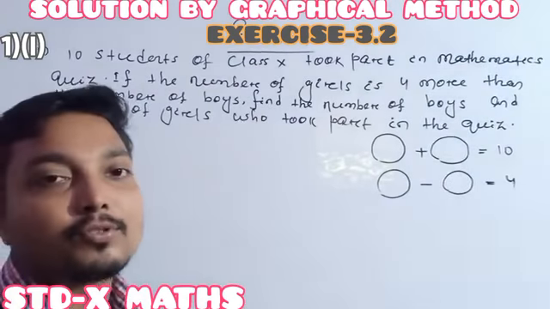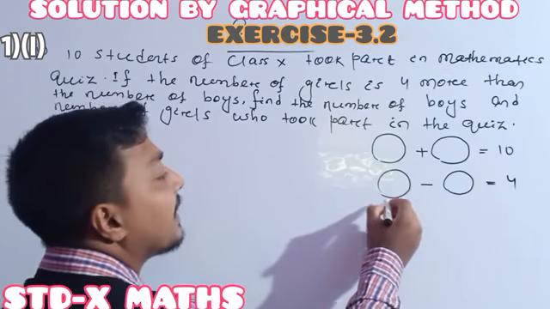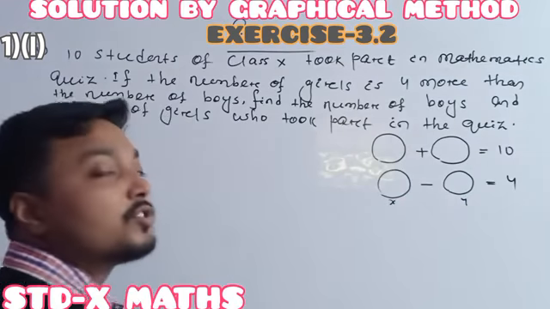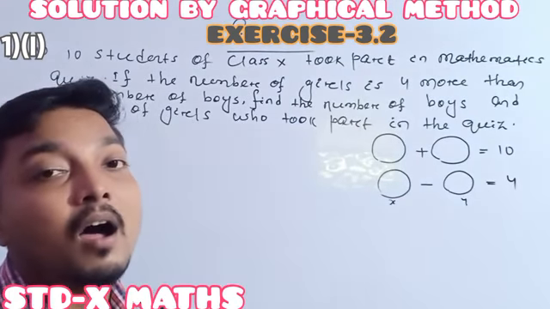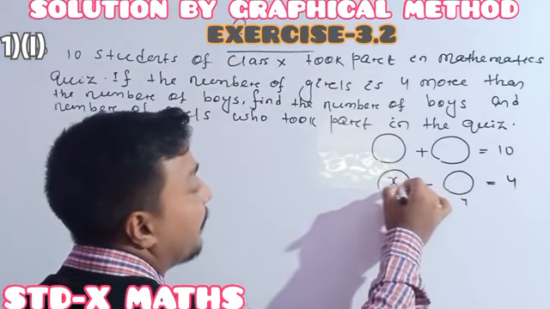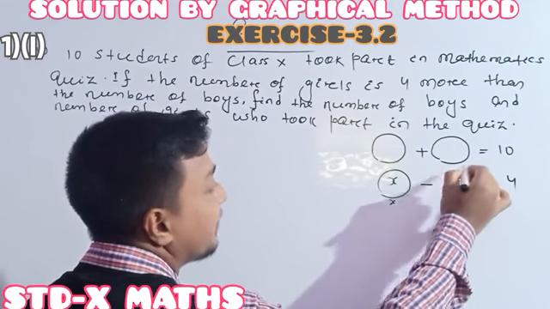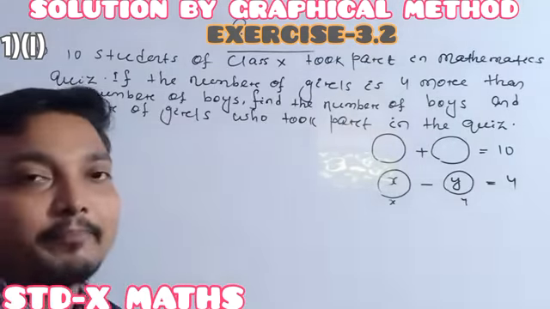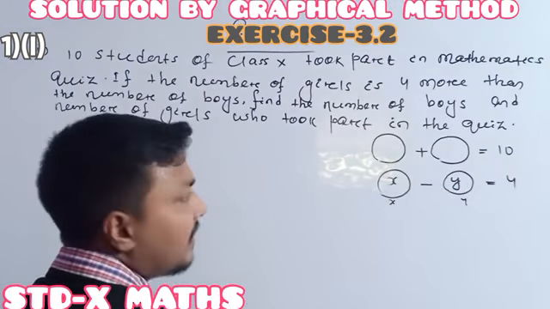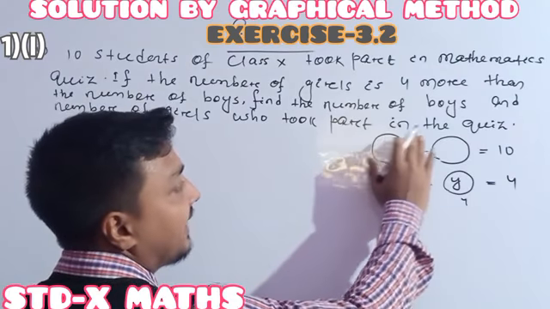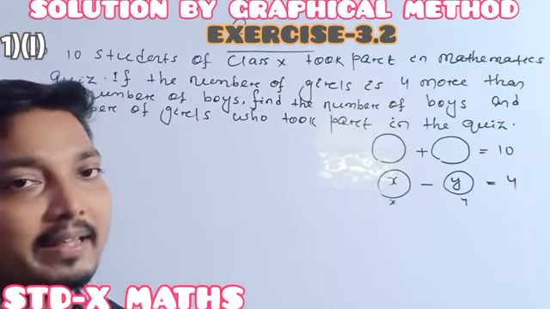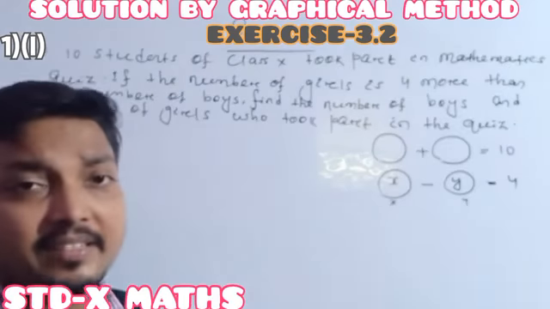Girls are more. So suppose I am taking the girls as x and boys as y. Suppose the number of girls in the class is x and the number of boys in the class who took part in the mathematics quiz is y. So x minus y is 4. And here, the number of students of standard 10 who took part in the mathematics quiz is 10 in number.